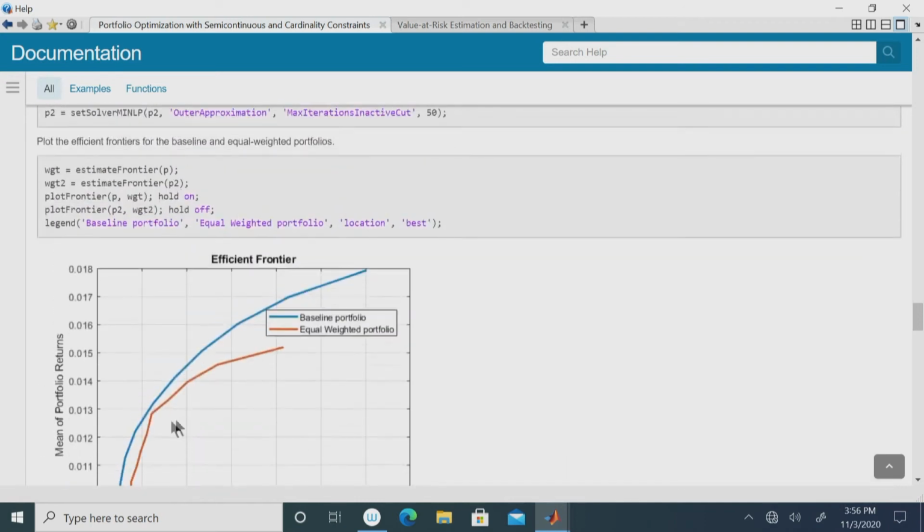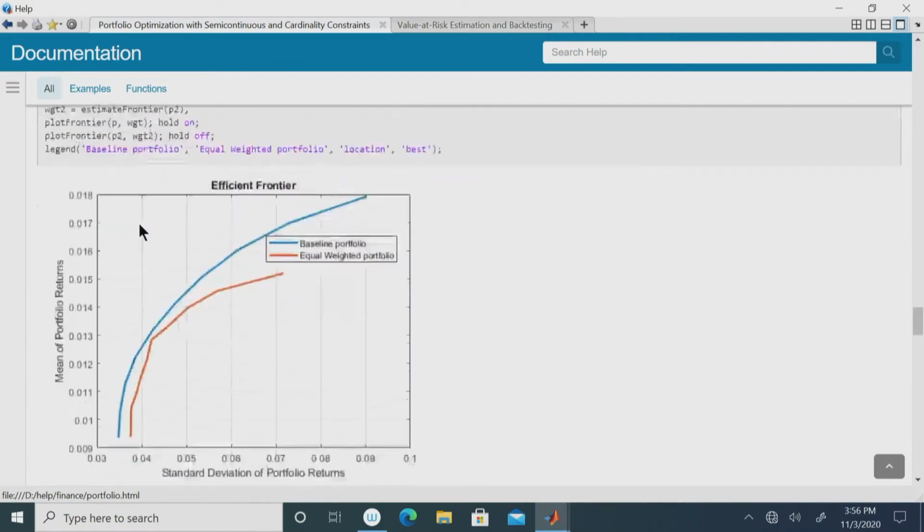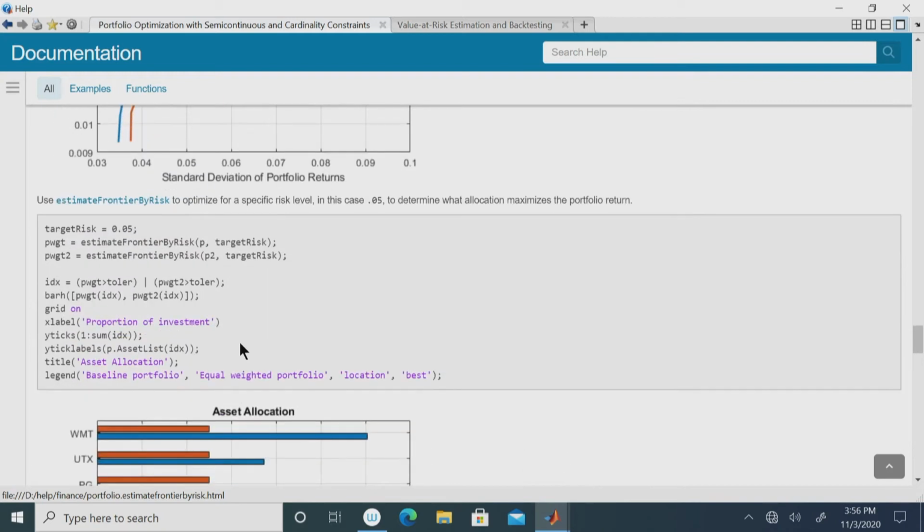In this case we estimate the efficient frontier with the target risk of 5%, and here remember what P 2 is. My P 2 is going to be the solver which makes use of the conditions that have been imposed on P. So, again we now estimate the efficient frontier for both the baseline portfolio P and this equal weighted portfolio P 2, both at the target risk that has been set, namely 0.05 or 5%.